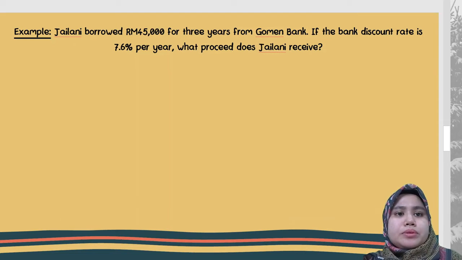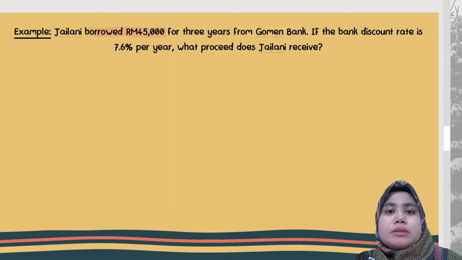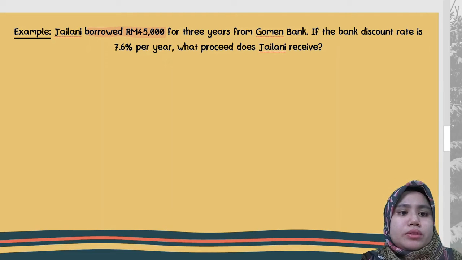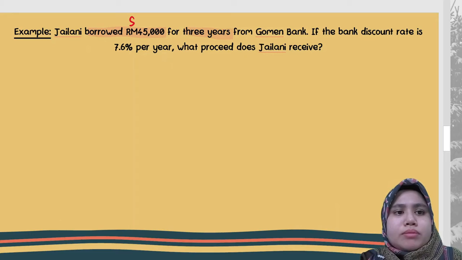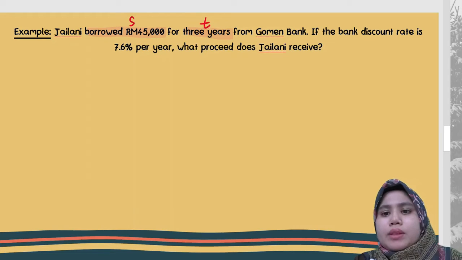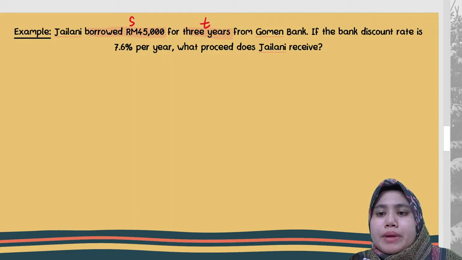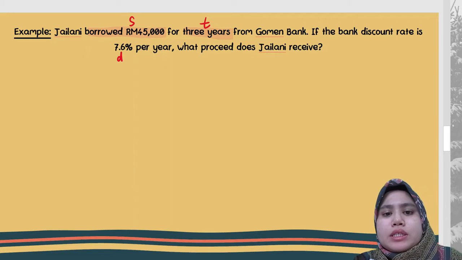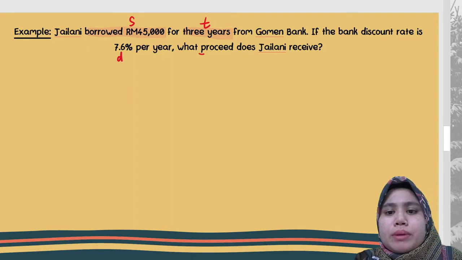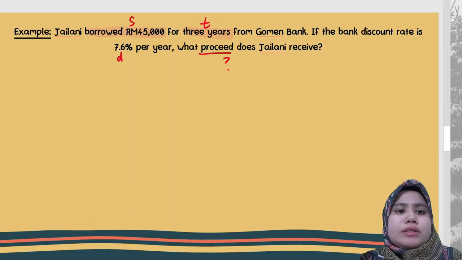Jailani borrowed 45,000. That means his loan, right? So here is your S for 3 years. Okay, 3 years is your time. Here is your T from government bank. If the bank discount rate is 7.6% per year, what proceed does Jailani receive?